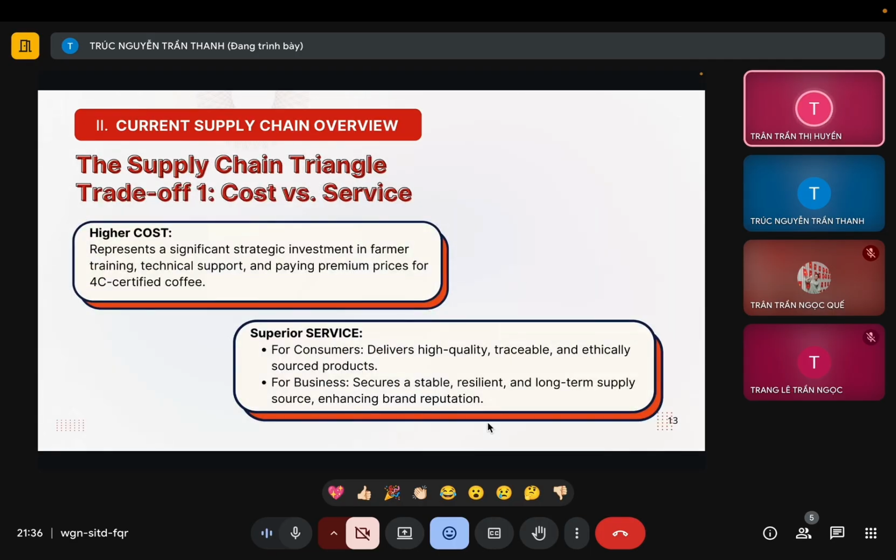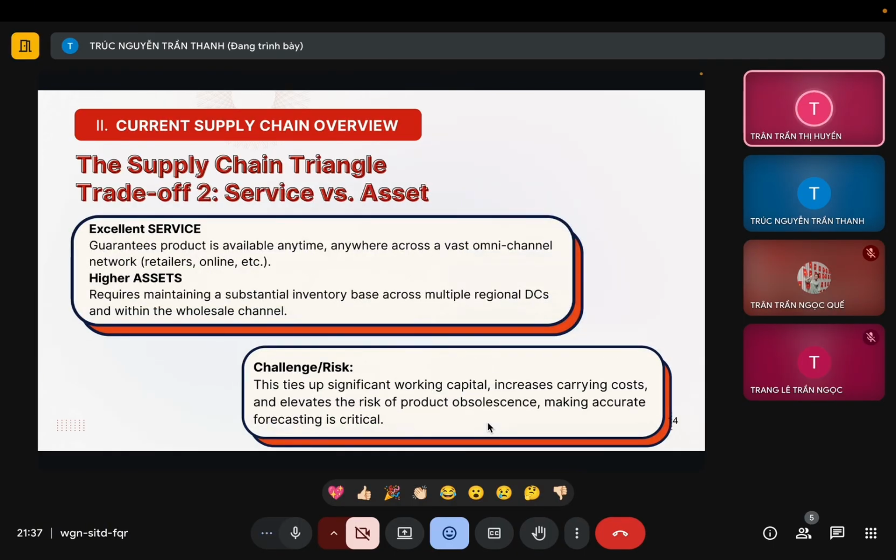As for the trade-offs, the first trade-off is between cost versus service, because if we deliver superior service, it leads to the problem that we are going to have a much higher cost. Moving on to the next trade-off, between service versus assets. If we guarantee the product is available anytime, it is going to require much higher assets, because we have to prepare a lot of inventory to meet this challenge.